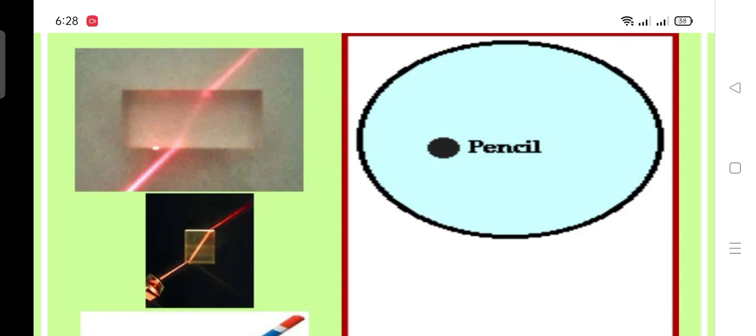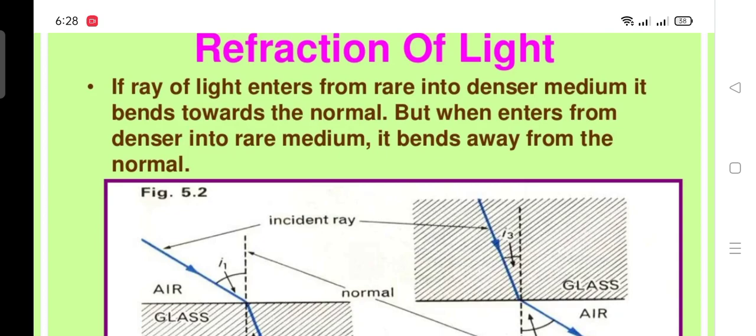So students, here is an example of refraction of light. Here you can see that when the light travels through different media, the light gets bent. Students, this is all about the refraction of light. If the ray enters from a rarer into a denser medium, it bends toward the normal, but when it enters from the denser to the rarer medium, it goes away from the normal.